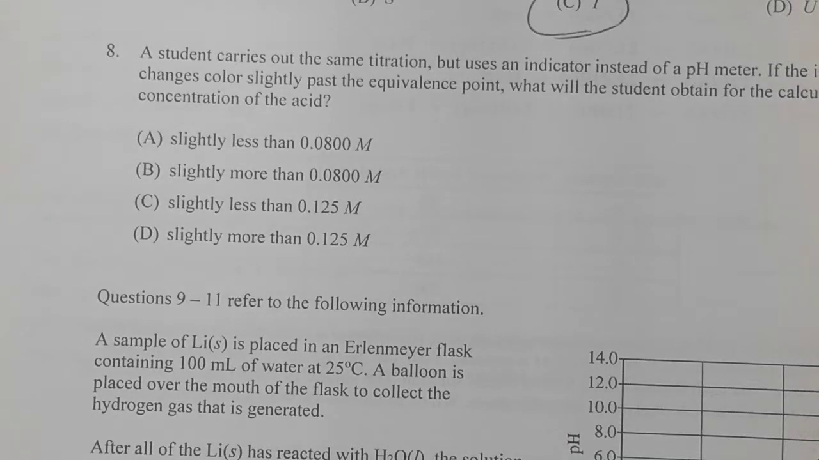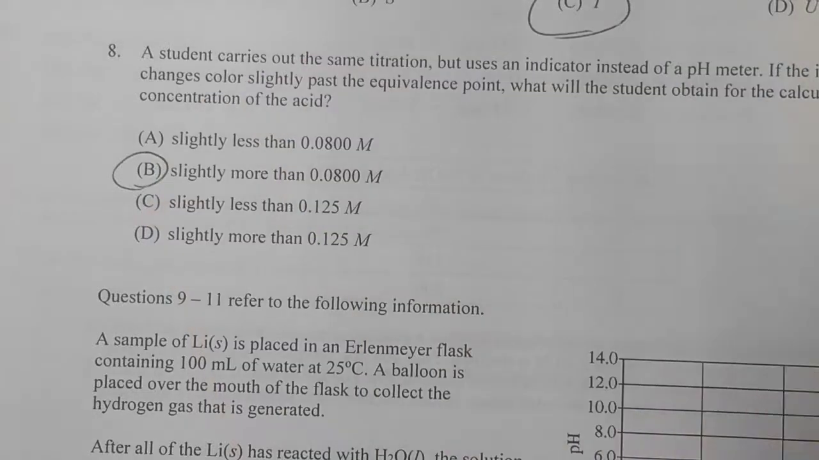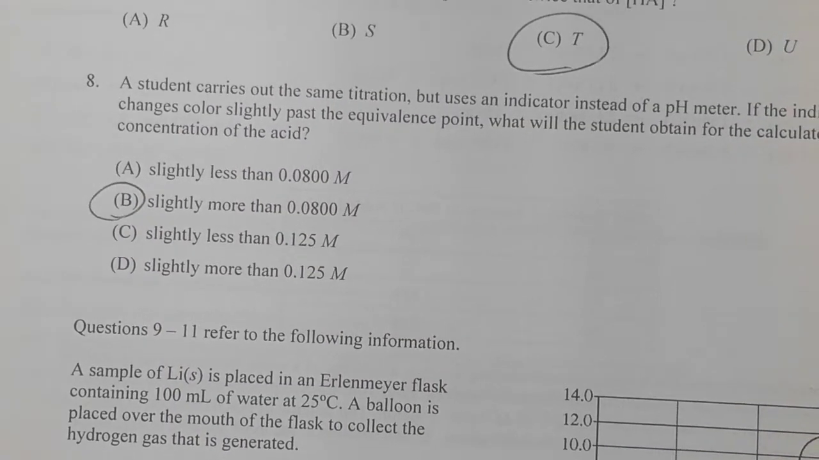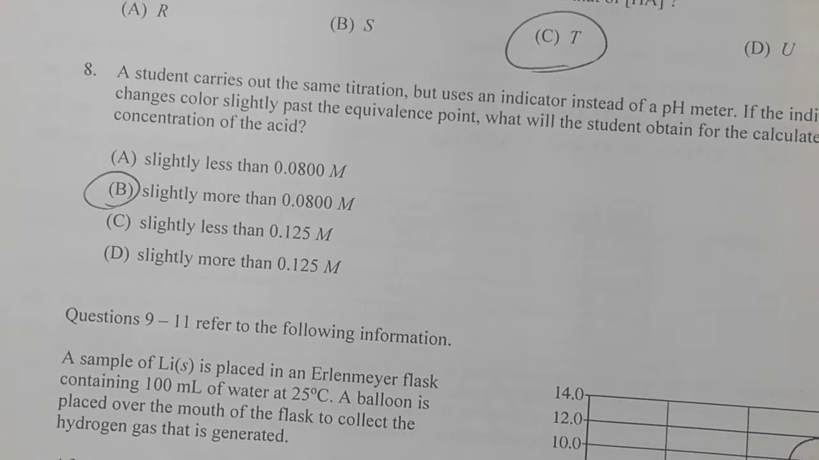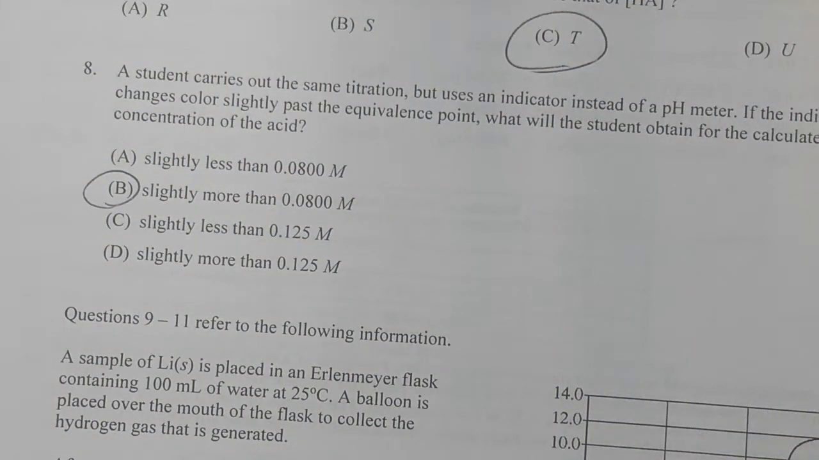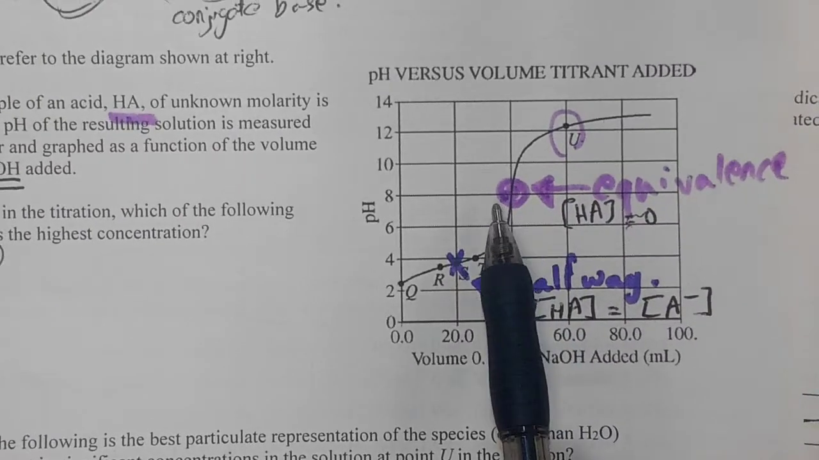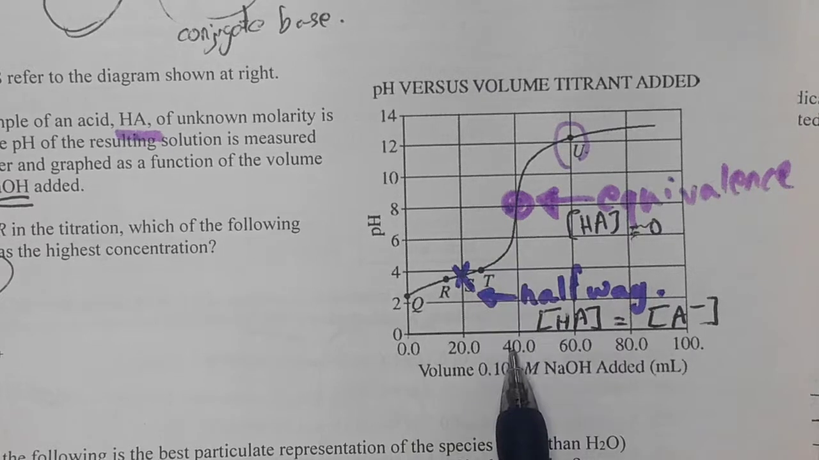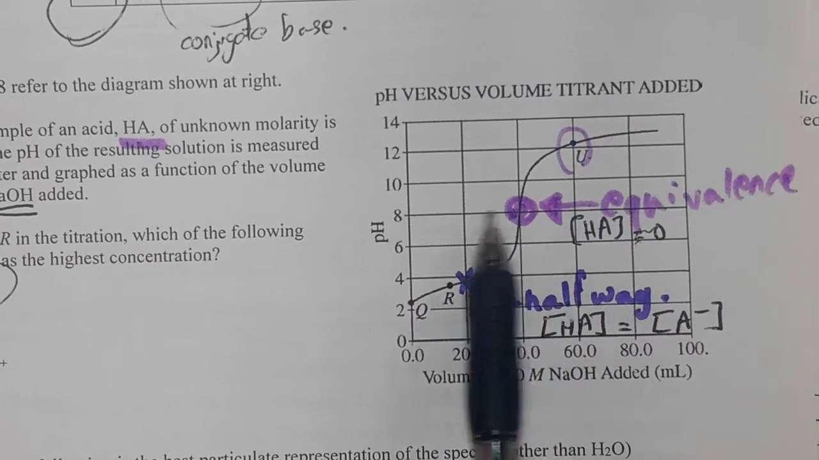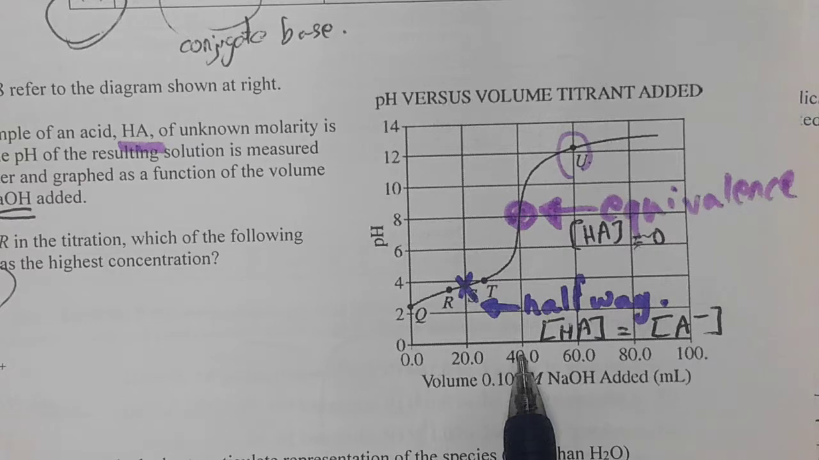Okay, 8. 8 is B, definitely. Let's take a look. A student is trying to use an indicator instead of a pH meter. If the indicator color changes slightly past the equivalence point, what will the student obtain for the calculated concentration of acid? You're trying to calculate the concentration of acid. So take a look at this. What is it telling you here? The pH is 8. So it changes at a pH of 8.